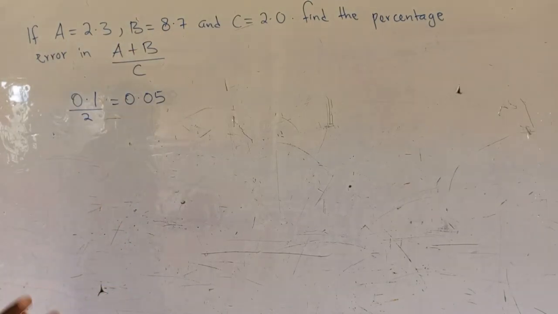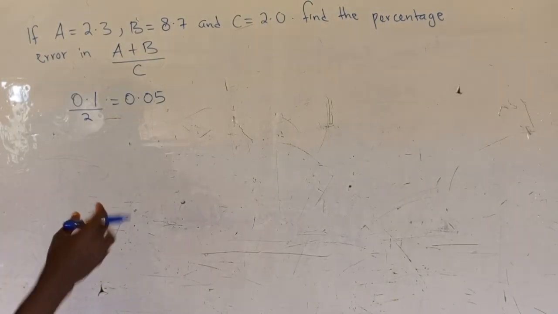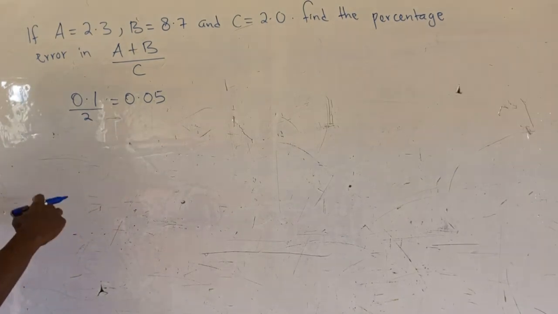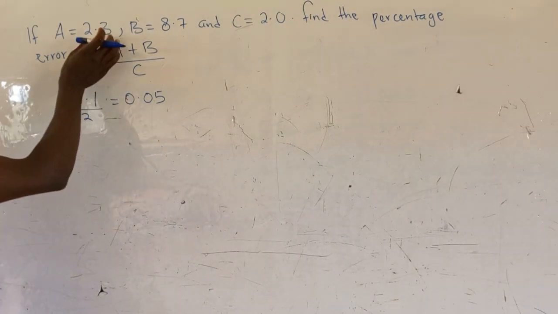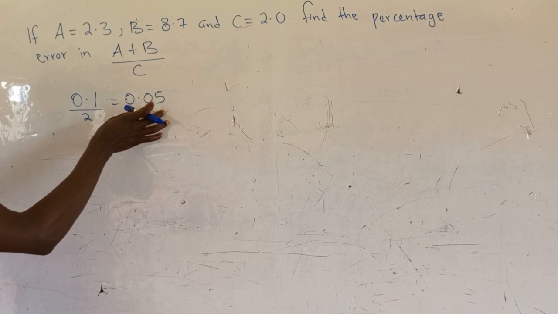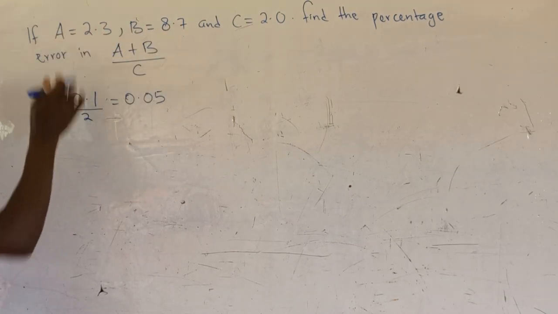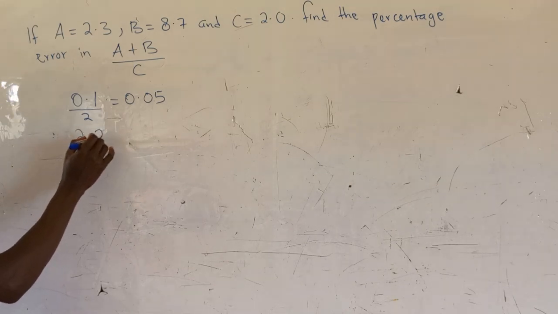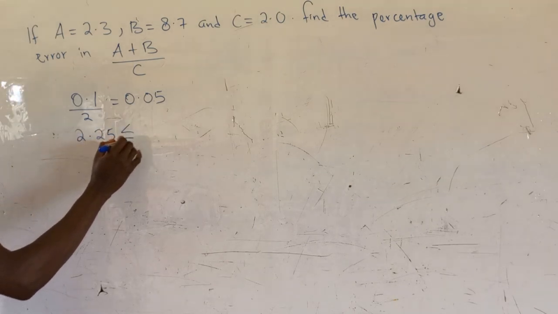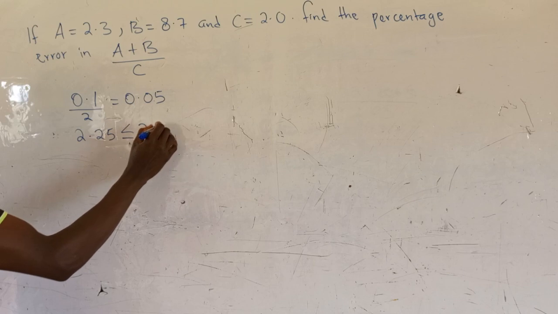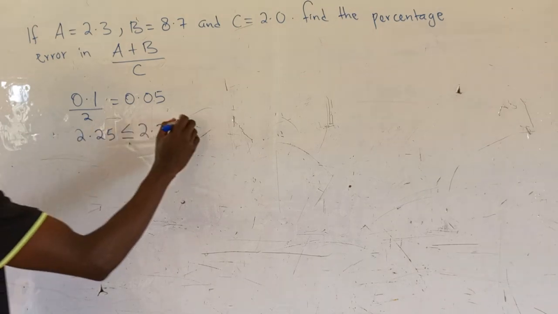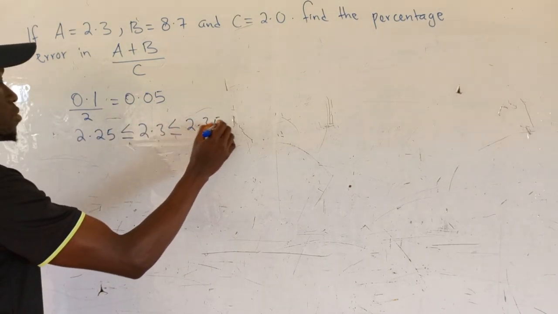After getting the error, you need to get the limits now. How do you get the limits? You have the lower limits and the upper limits. To get the lower limit, you subtract this one from these measurements. For A, I'm going to have 2.25. That is the lower limit. Then you have the measurement, which is 2.3. Then the upper limit is going to be 2.35.